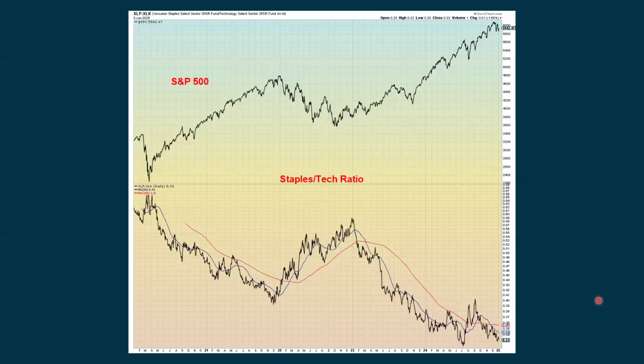We look at a ratio between staples, which are defensive, toilet paper, toothpaste, and tech, which is the real driving force of the market, which is great when it's positive because that makes the market go up. But when tech is weak, that really can make the market go down. And we're seeing this really going down. We did bounce around over the summer, but now we pretty much have resumed a downtrend. This is meaning that staples, a more defensive area, is underperforming tech, which is a growth area.